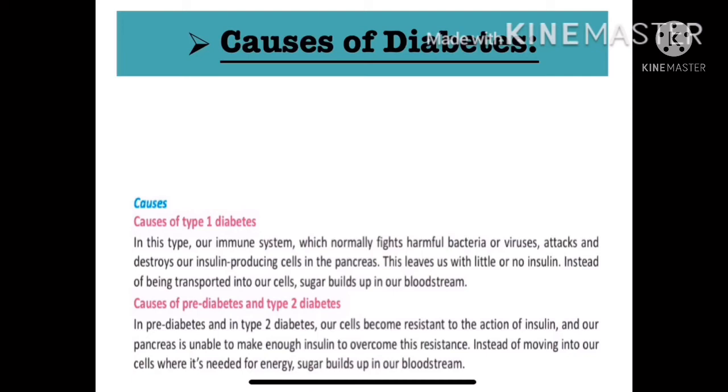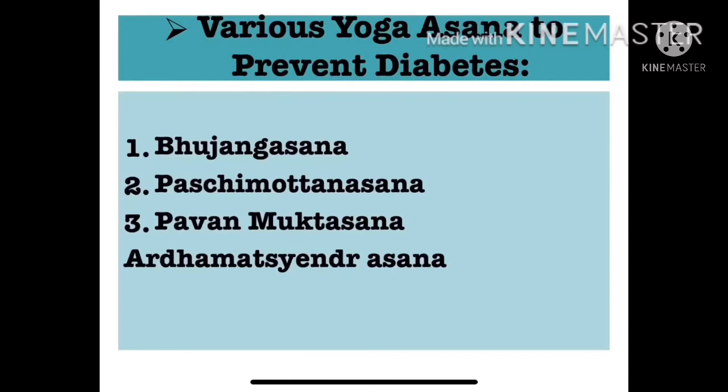So the causes of pre-diabetes and type 2 diabetes are, our cells become resistant to the action of insulin and our pancreas is unable to make enough insulin to overcome this resistance. Instead of moving into our cells where it's needed for energy, sugar builds up in our bloodstream. So the various yoga asanas to prevent diabetes are Bhujangasana, Paschimottanasana, Pavan Muktasana and Ardha Matsyendrasana.